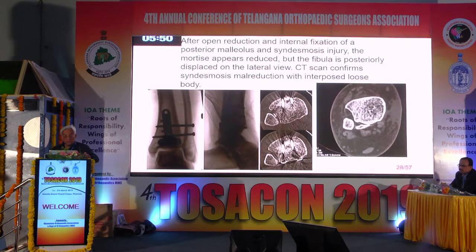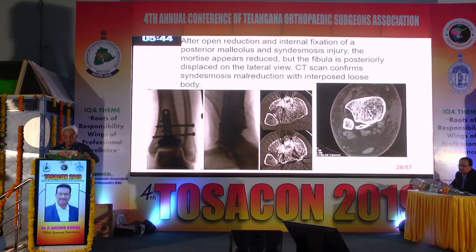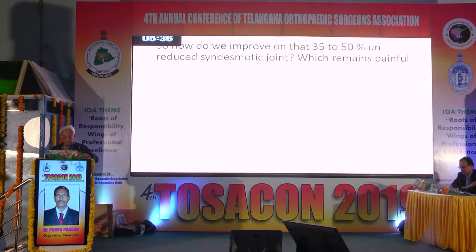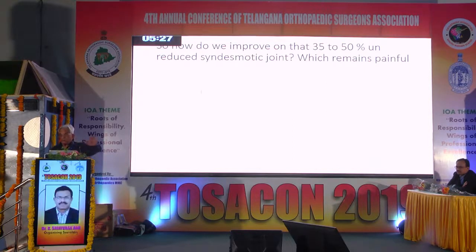So after open reduction and internal fixation of the posterior malleolus and syndesmotic injury, the mortise appears reduced, but the fibula is posteriorly displaced, as you can see over here. And this you must avoid. So how do we improve this 35 to 50% unreduced syndesmotic joint, which remains painful, and there is no treatment for that ever in the future?